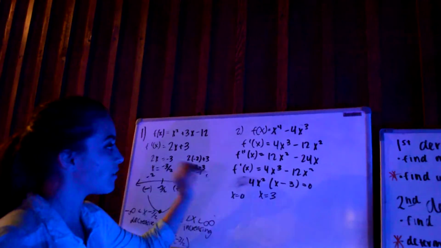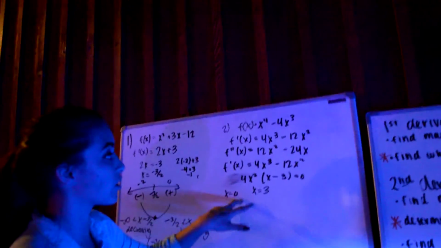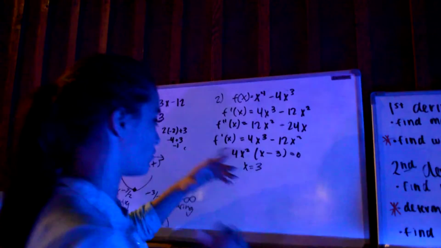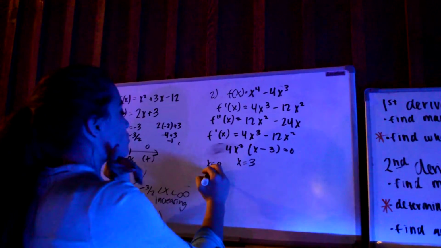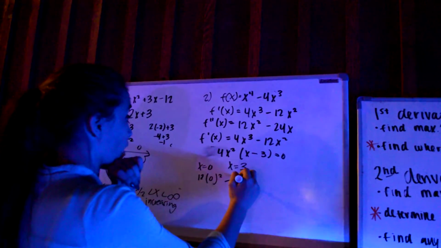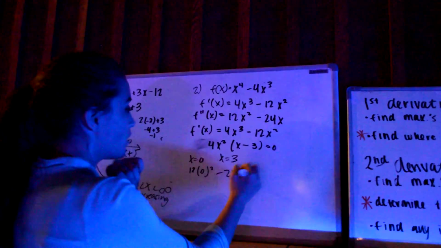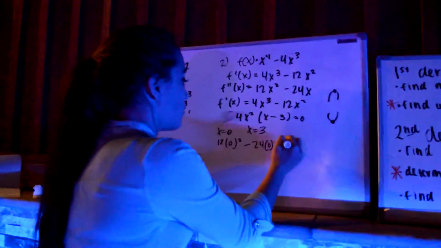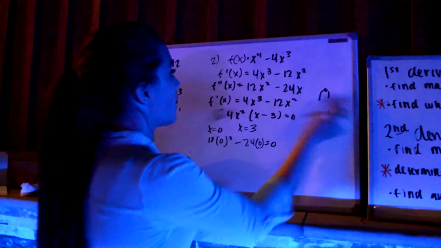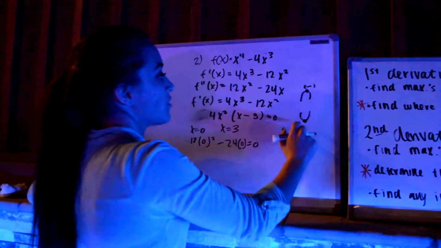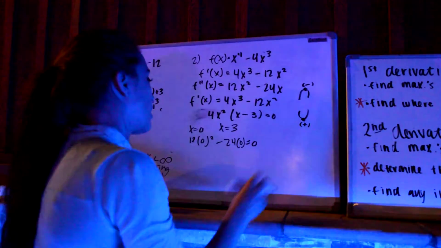Okay, so instead of finding a number line for this, we're just going to take our critical points and plug them back into f double prime of x, the second derivative. What this is doing is telling us if the graph is concave up or concave down at that point. So if the graph is concave up at that point, then we have a maximum. And if it's concave down, then we have a minimum. So if it's concave down, that means the number we got was negative, and if it's concave up, the number we got was positive.